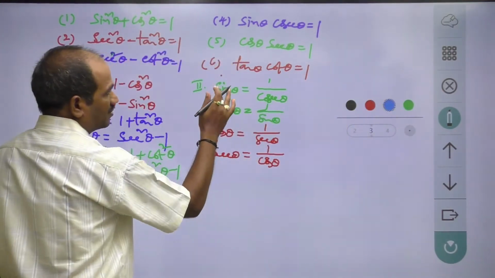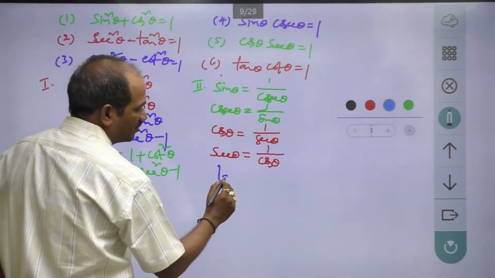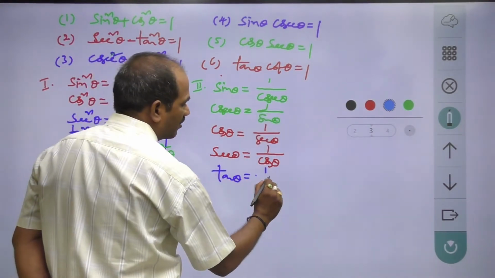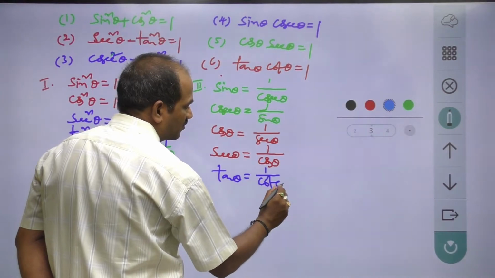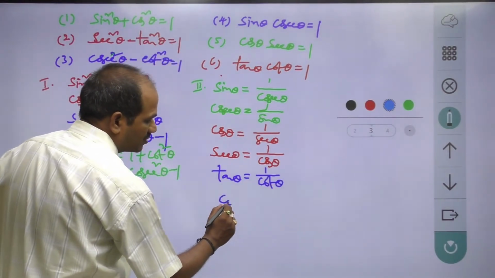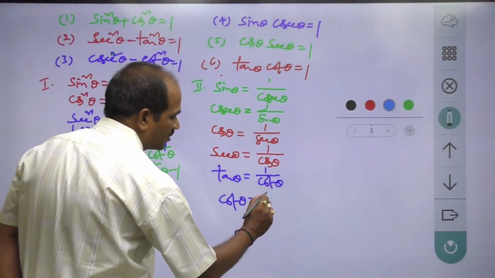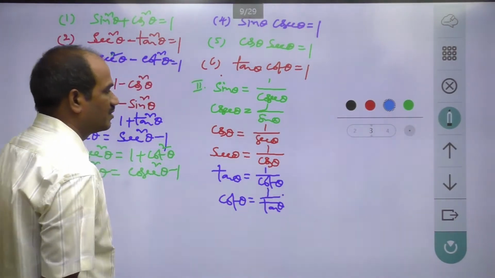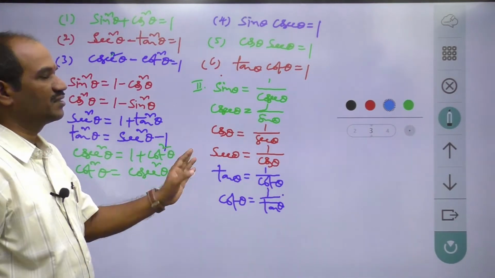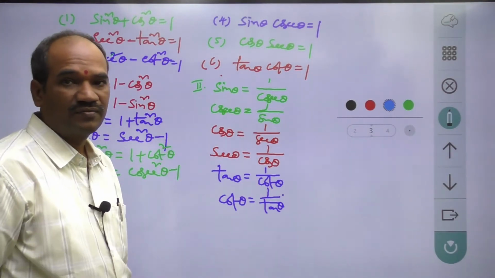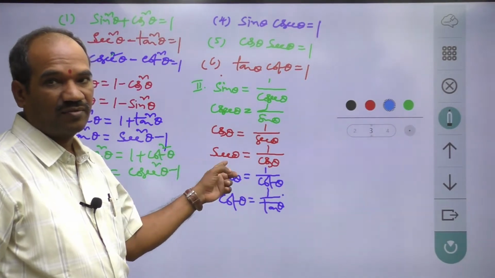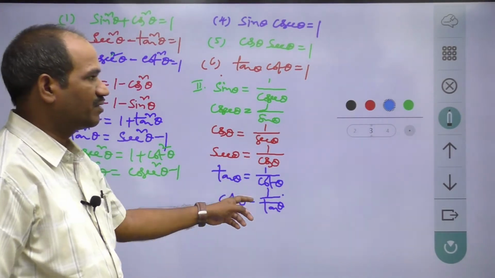Next, in this third set, tan theta is equal to 1 by cot theta. Next, cot theta is equal to 1 by tan theta. See here, first set 1, set 2. Okay, write these formulas. You also write these formulas one time.